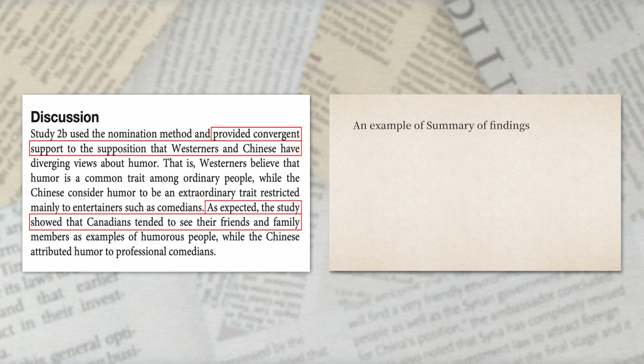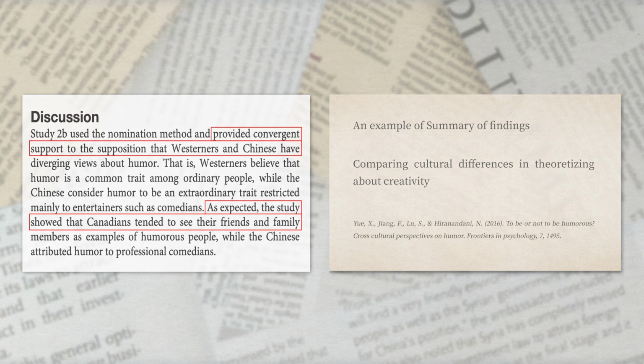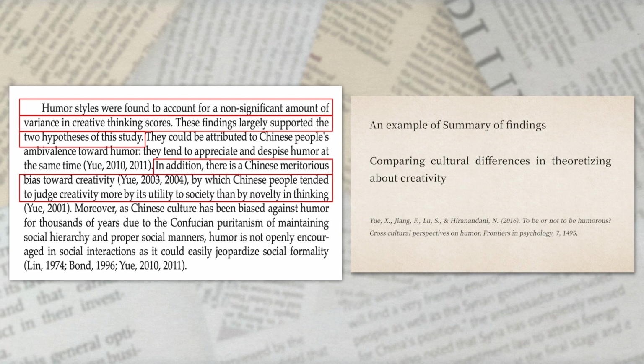Let's have a look. As you can see, the parts in red block are the highlighted parts for my study, and they compare the cultural differences in theorizing about creativity. And here is another example of a summary of findings. You can see the part in red block highlights the significance of my finding that the Chinese show a meritorious bias toward creativity. This is something affirmative to what I've done before. This is a brief summary of the major findings of my study.